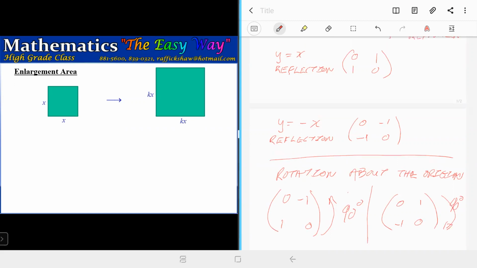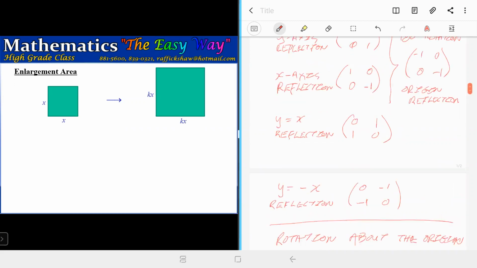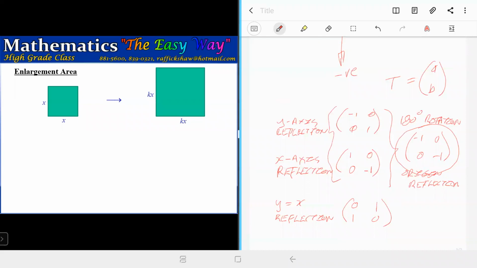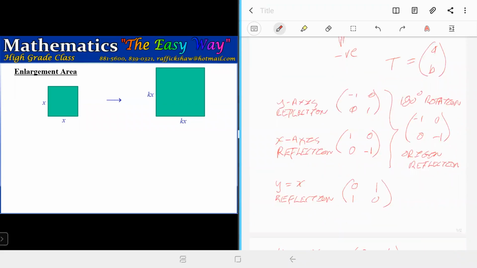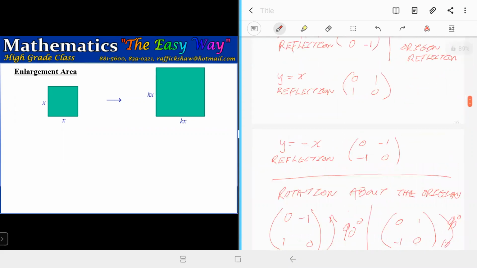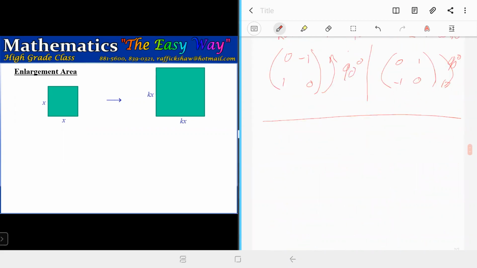I already said the 180-degree rotation matrix is this. That's the y-axis reflection and the x-axis reflection. Remember we also said that two reflections in intersecting lines are equivalent to a rotation. So if I do a reflection over the y-axis and then a reflection over the x-axis, these are 90 degrees apart. So if I reflect a point over the y-axis, reflect it over the x-axis down to here, right?